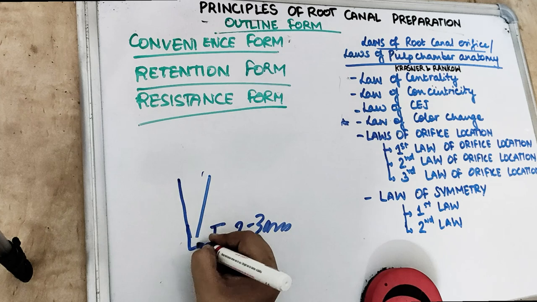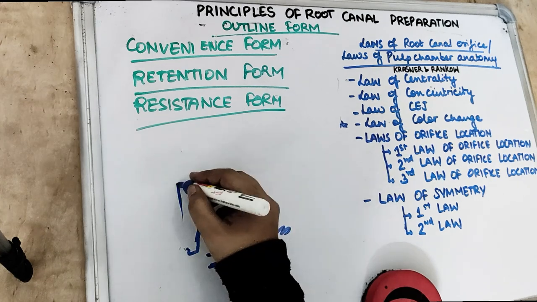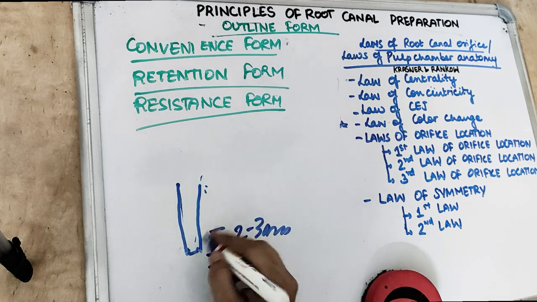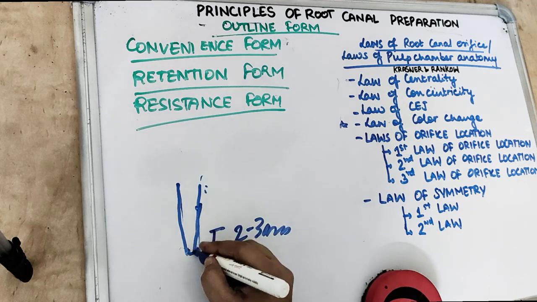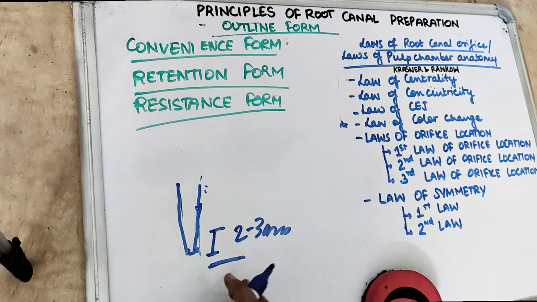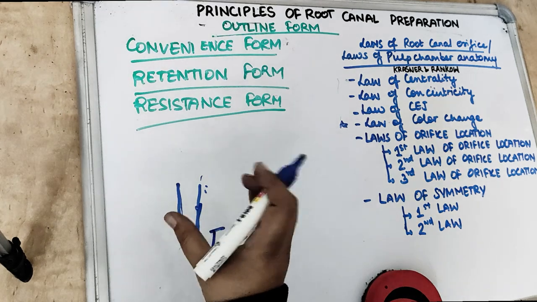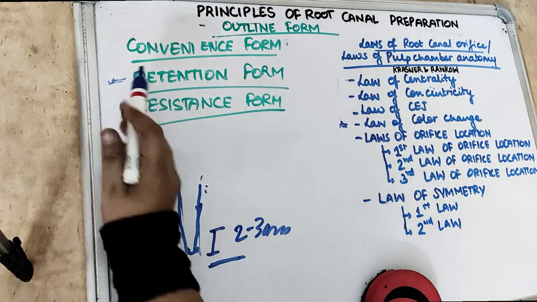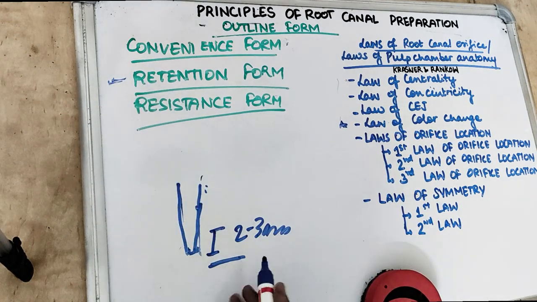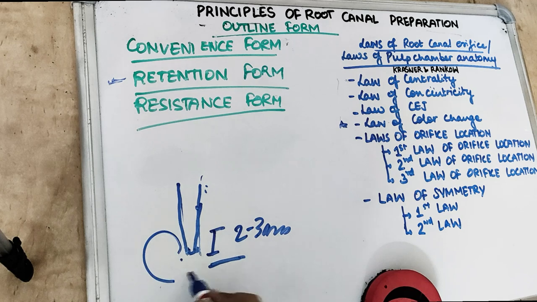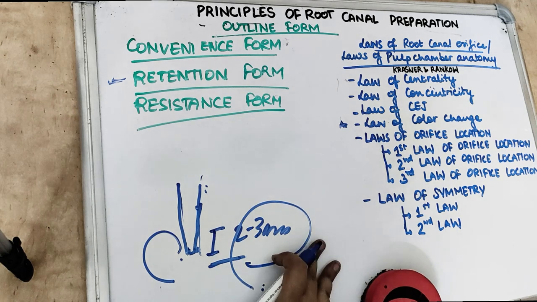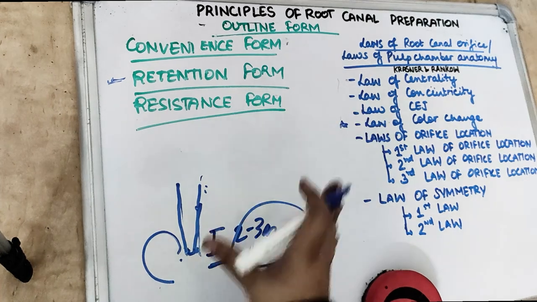It should be little bit more of the parallel walls. So the walls of our root canal which we are preparing, it should be little bit more parallel, not exactly parallel, but close to parallel walls. And if we are keeping the walls parallel, that means we are giving the retention form. So this is to make sure that there is a proper seating, there is a proper seal in the apical 2 to 3 millimeters, which is very crucial, which is very critical for our root canal preparation.